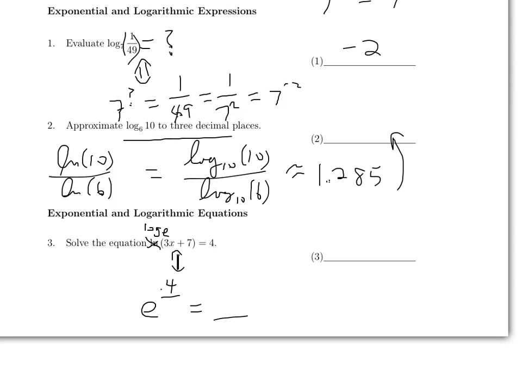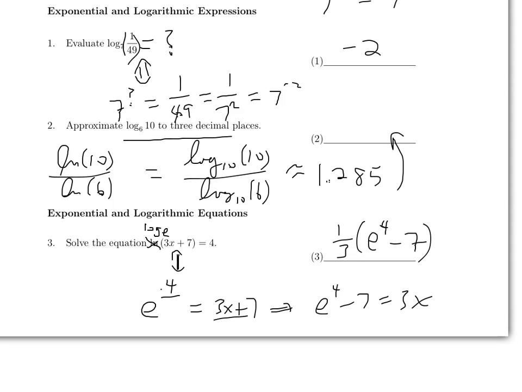So the role of 4 and 3x plus 7 are switched. So the 3x plus 7 is going here, and the 4 is going here. So that is the equivalent equation. These two equations say exactly the same thing. But this one has the x freed up. So this one is easy to solve. So I can subtract 7 from both sides, and then divide both sides by 3, or I like to just think of it as multiply by a third. So a third of e to the 4th minus 7 is the exact answer to that equation.